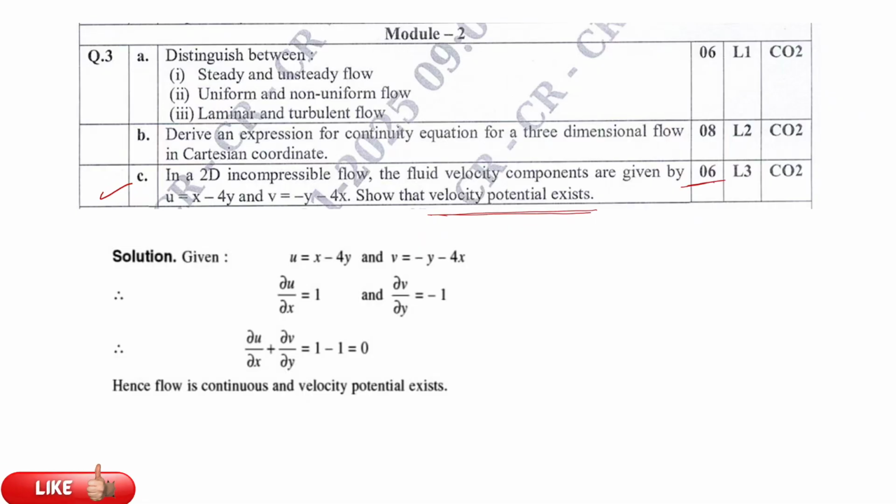Actually, this is not a 6 marks problem, but 6 marks are given. So every step will carry 2 marks.